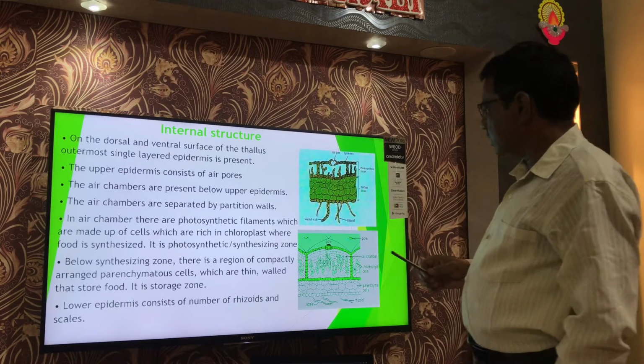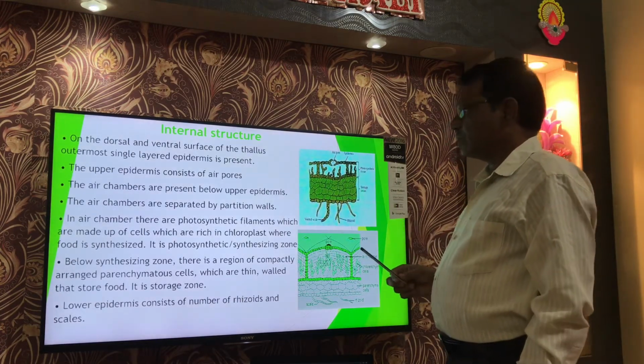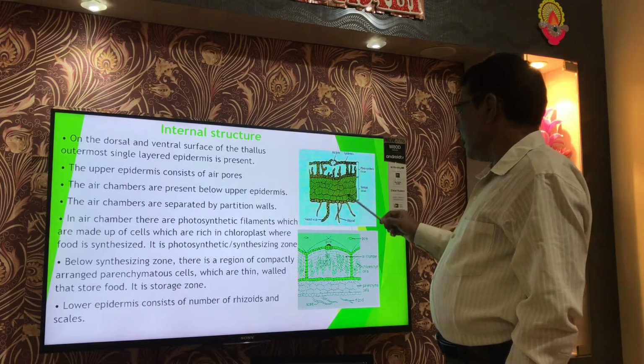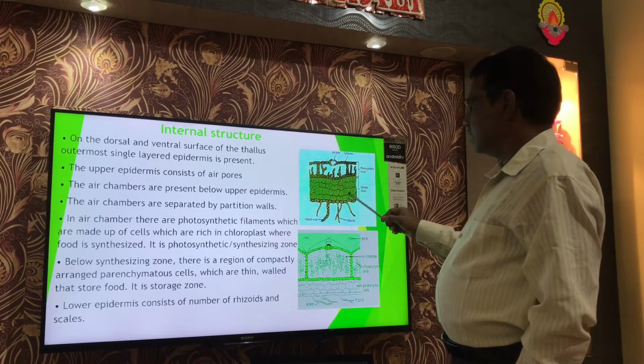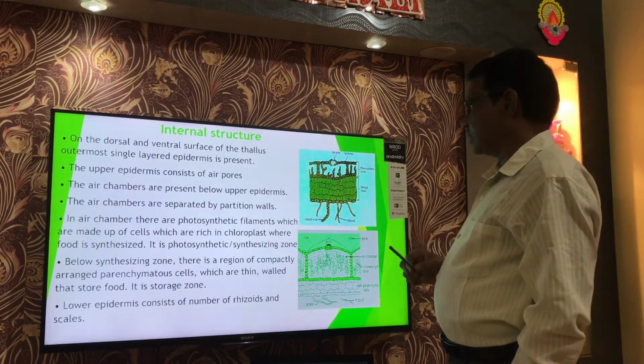If you observe the details of internal structure in a transverse section, here this thallus on the dorsal as well as the ventral surface remains covered by a single-layered epidermis.